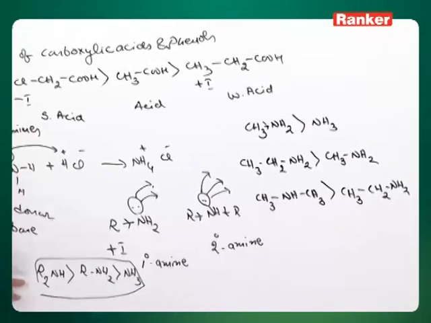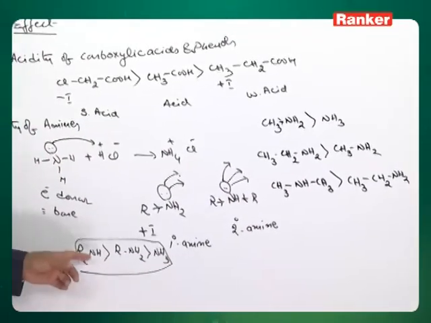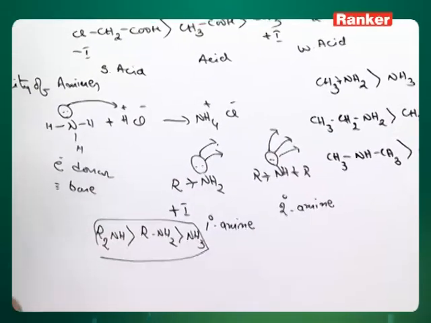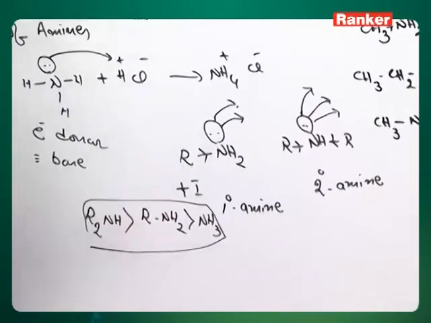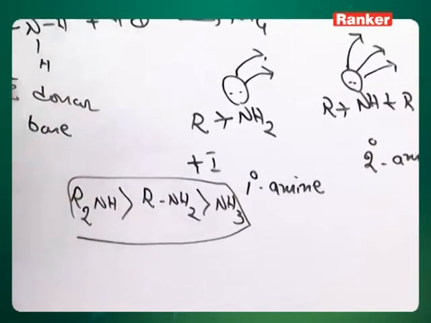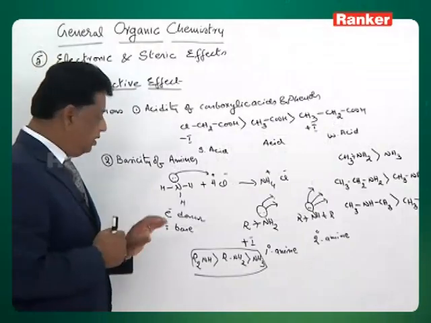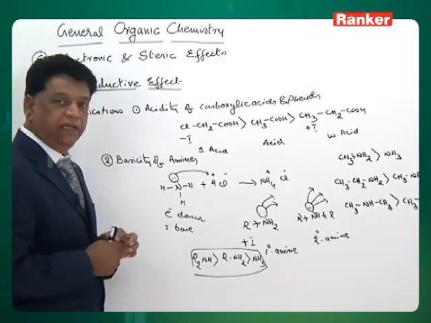So, in general you can say that 2 degree amines, the secondary amines, are more basic than primary amines, and primary amines in turn are more basic than ammonia. This is the essence of this particular application of the inductive effect on the basicity of the amines.